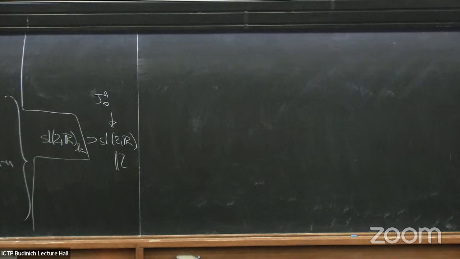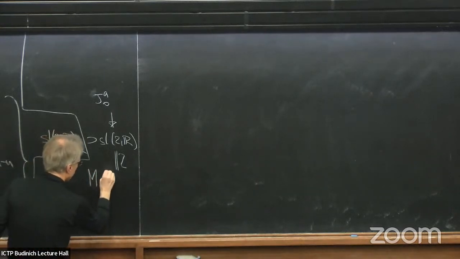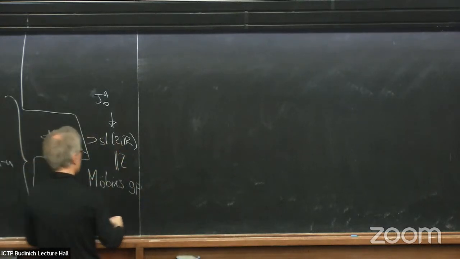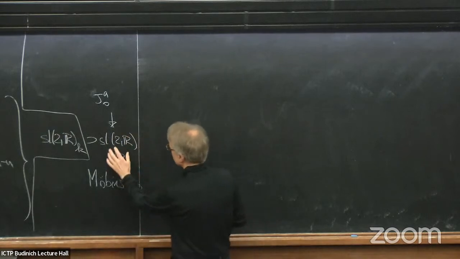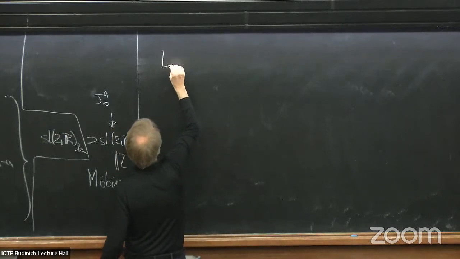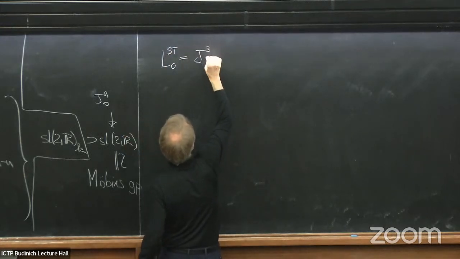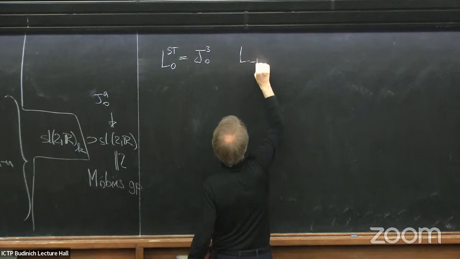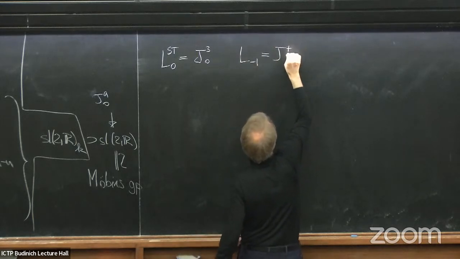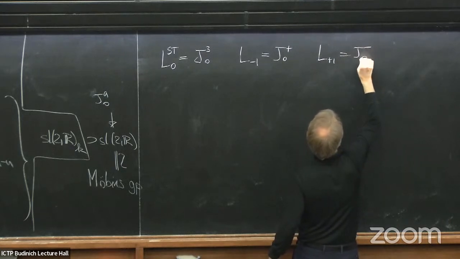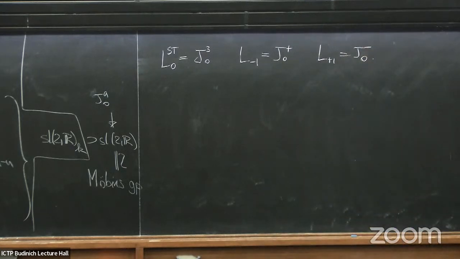And therefore, the way you should think about it is that this SL2R is to be identified with the Möbius group of the two-dimensional conformal field theory. So this is to be identified with the Möbius generators, the Lie algebra. More specifically, L0 of the space-time theory will correspond to J^3_0, L_{-1} will correspond to J^+_0, and L_{+1} will correspond to J^-_0.